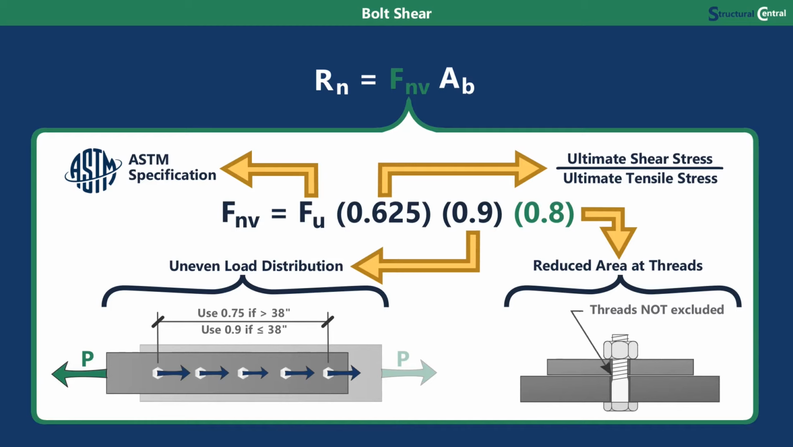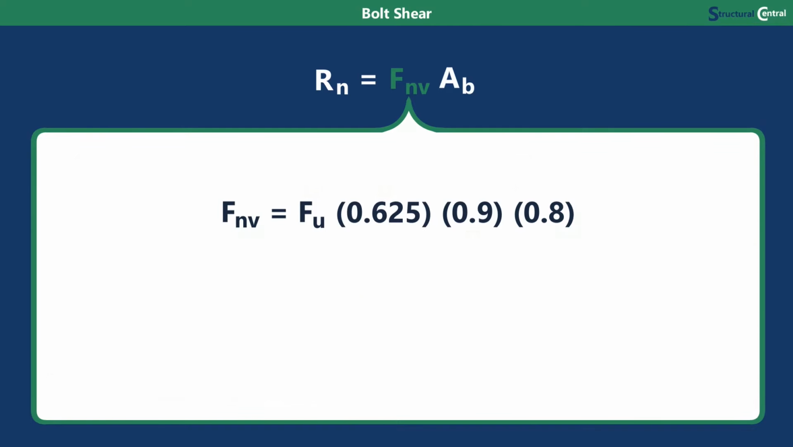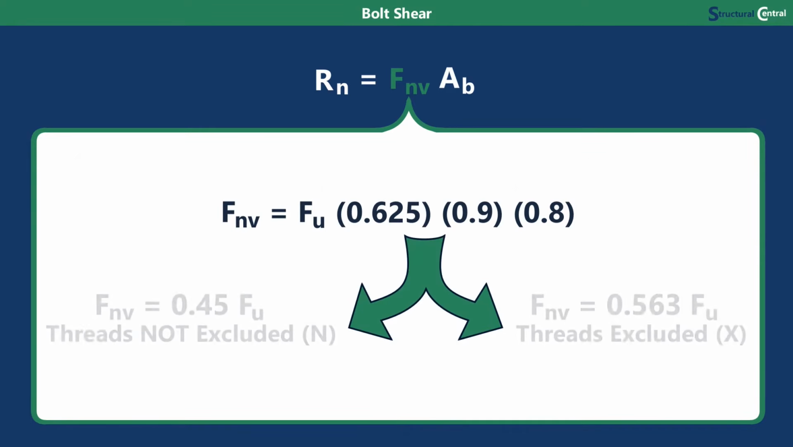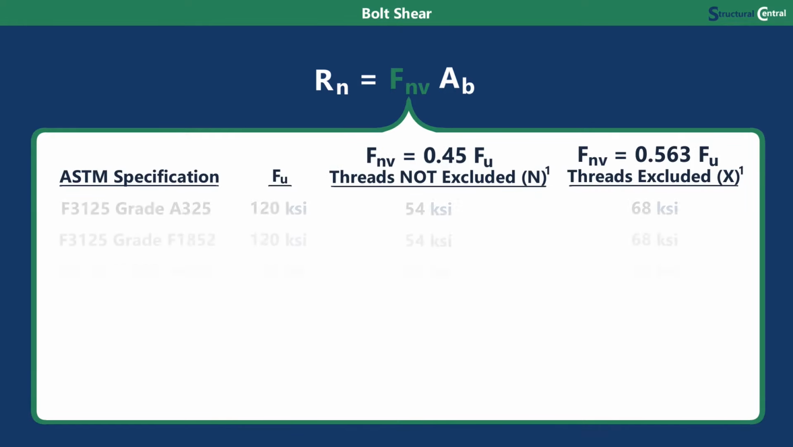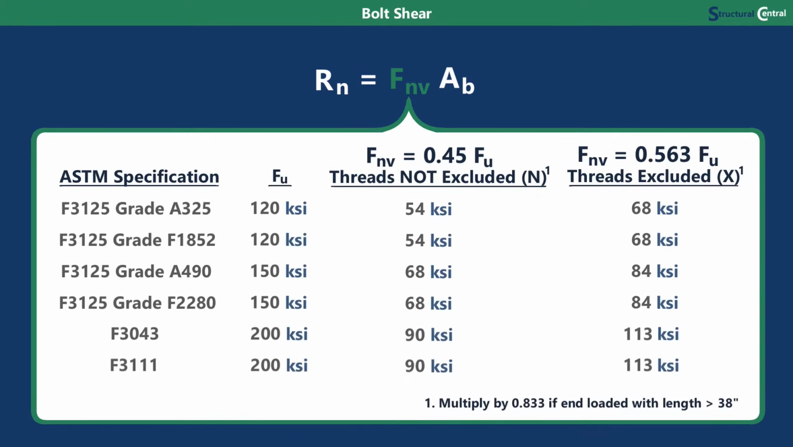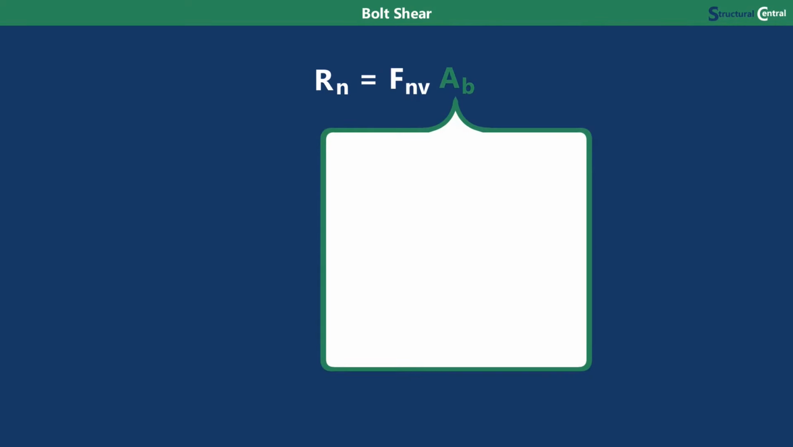It can be difficult though to ensure that this is done correctly for every single bolt, so many designers choose to just always use 0.8. If you combine all of the factors, you end up with these two equations, which will give you the values for Fnv that are shown in table J3.2 of AISC 360. The next factor in the shear strength equation is for the area of the bolt. The formula is just pi times the diameter squared over 4.